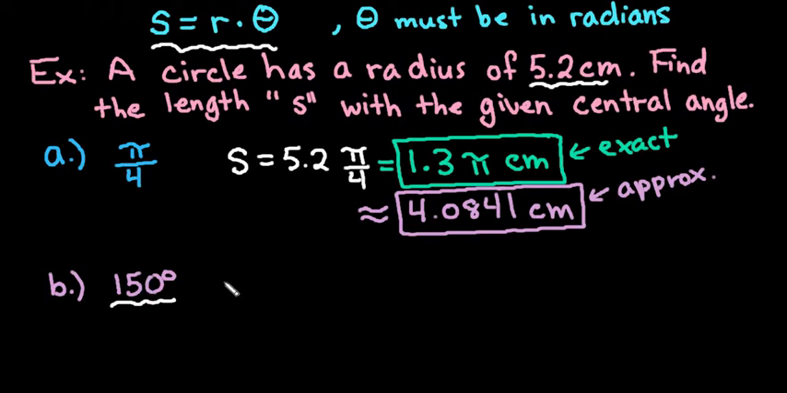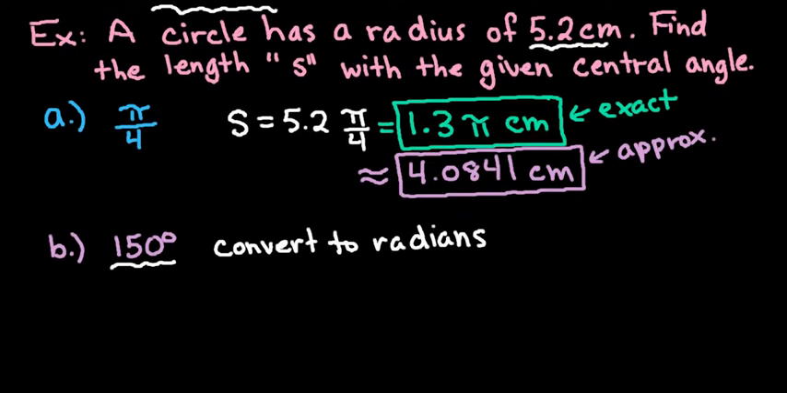And remember, the conversion for this is that pi is equal to 180 degrees. So 180 degrees is half of a circle, so pi is halfway around. 2 pi, remember, is all the way around, 360 degrees. So to convert this to radians, we're going to take the 150 degrees and multiply it by pi over 180 degrees.